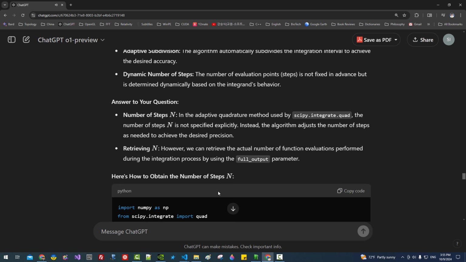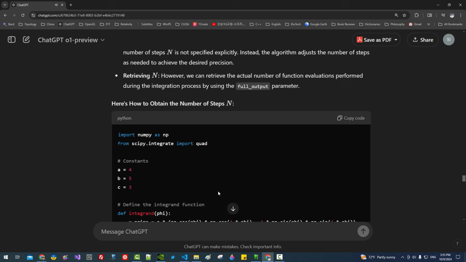Answer to your question, number of steps n. In the adaptive quadrature method used by scipy.integrate.quad, the number of steps n is not specified explicitly. Instead, the algorithm adjusts the number of steps as needed to achieve the desired precision. Retrieving n. However, we can retrieve the actual number of function evaluations performed during the integration process by using the full_output parameter. Here's how to obtain the number of steps n.